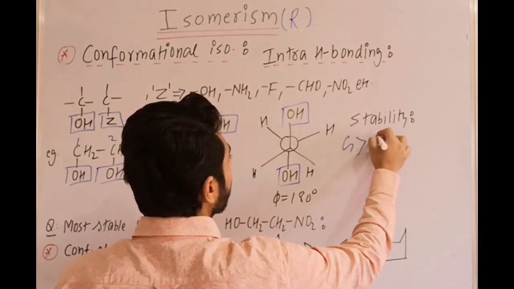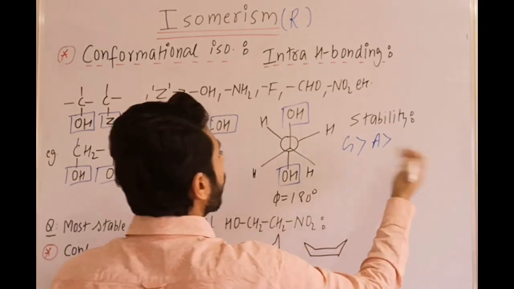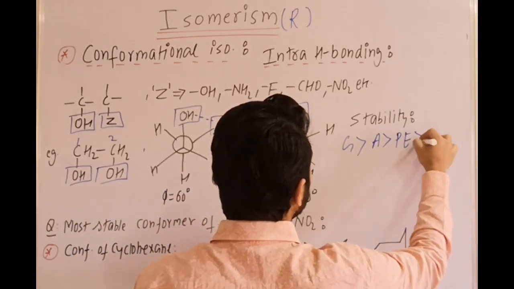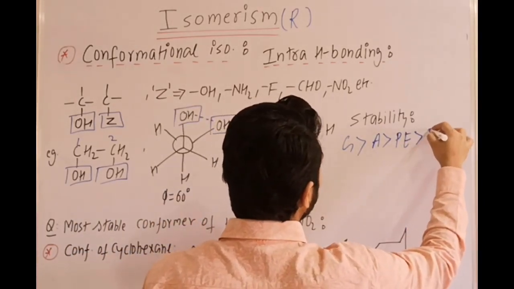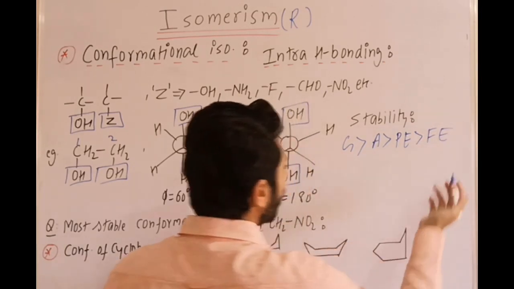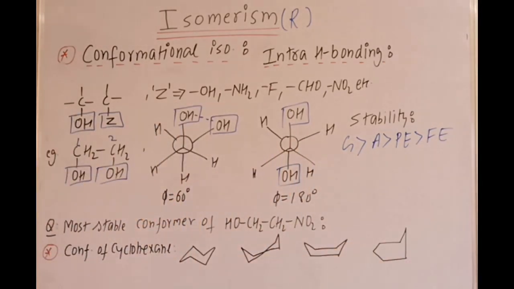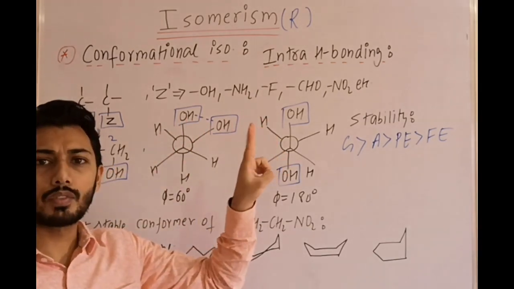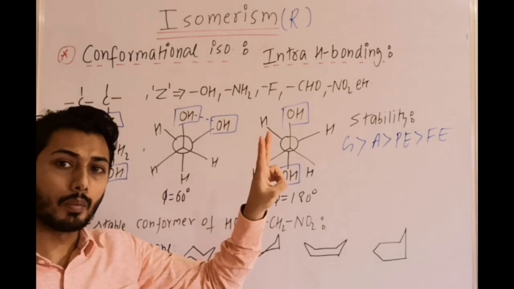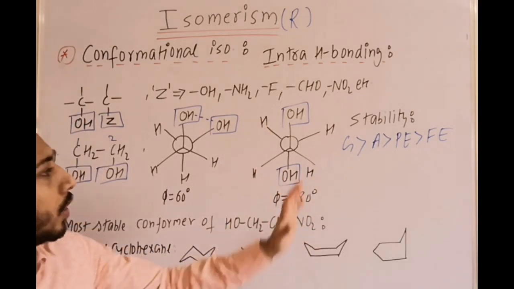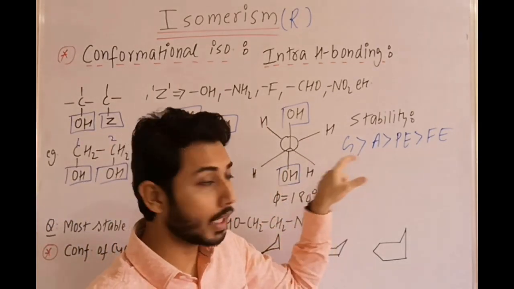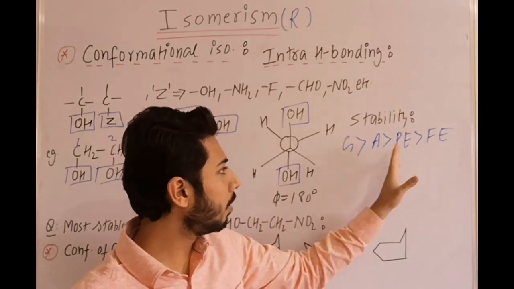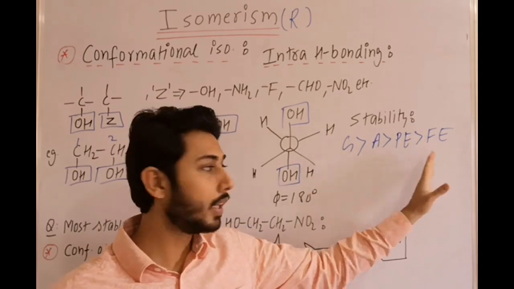Then comes which form? Anti form. Now between partially eclipsed and fully eclipsed, partially eclipsed is more stable than fully eclipsed. Why? Because in partially eclipsed at least the same groups are not in front of each other. Like if 2 OH groups are exactly in front of each other, then it is the fully eclipsed form, so there will be more van der Waals strain. So this is the stability order here due to H bonding. Otherwise the general stability order is anti form, gauche form, partially eclipsed, and then fully eclipsed form.